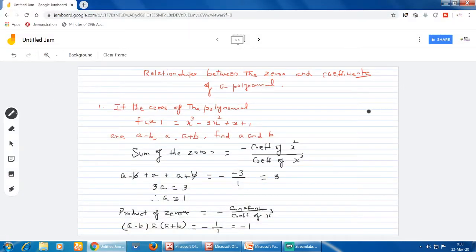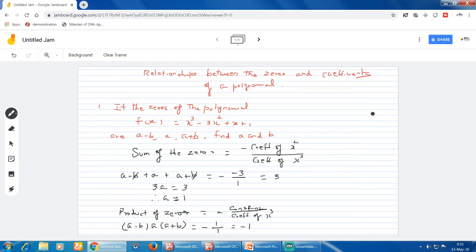Now today we are going to have a topic from polynomials: the relationship between zeros and coefficients of a polynomial. In this we are going to have around two sums today. Please have this, and any doubts, please mention in the comment box.